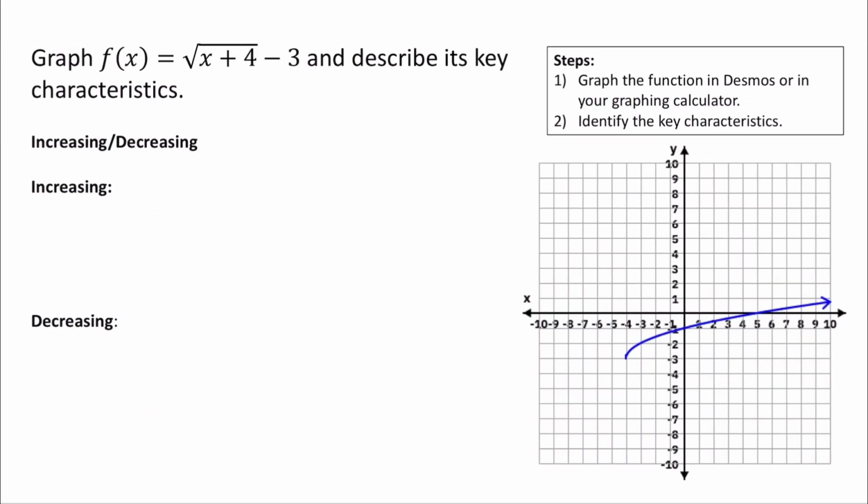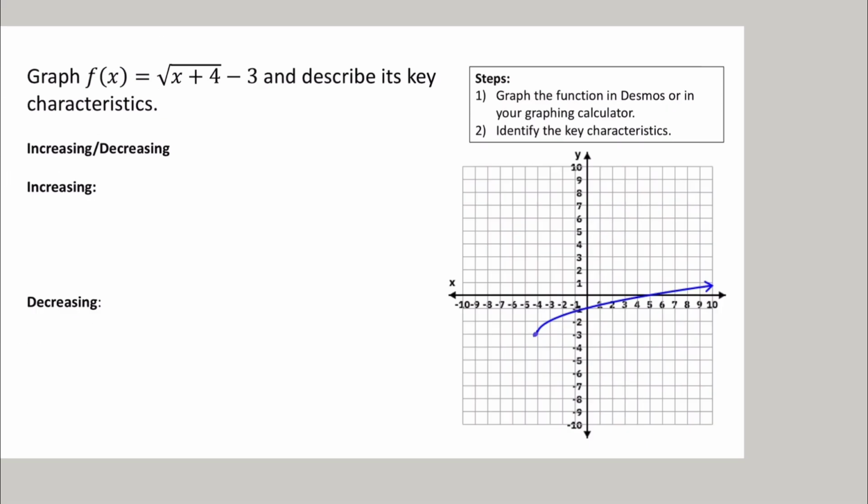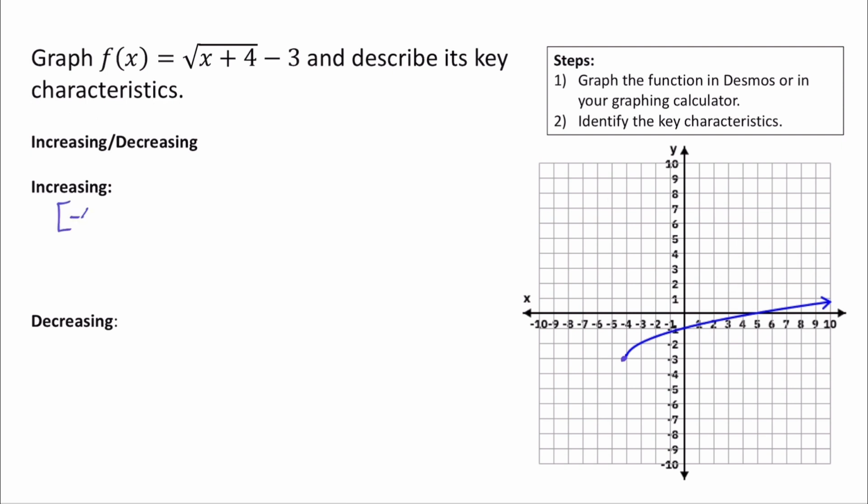So now let's talk about where this function is increasing and decreasing. So it's increasing, let's see, it starts off at negative 4. So this interval from negative 4 to infinity, it looks like it's always increasing. So we're going to say that this function is increasing on the interval from negative 4 to infinity. It's never decreasing. Notice that it's never going down as we go from left to right.